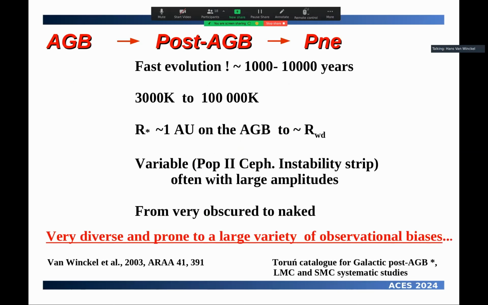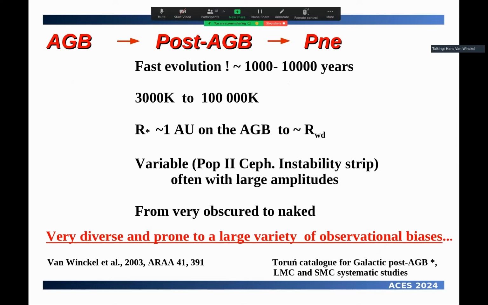So in the literature, there are many names for post-AGB stars. Astronomers are very bad at giving names. You have protoplanetary nebula or pre-planetary nebula sometimes, but these are linked to the envelope. And today I will focus on their central star, so really the photosphere of the central star, and I call them post-AGB stars. It's a fast evolution.